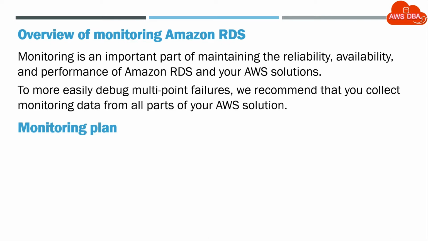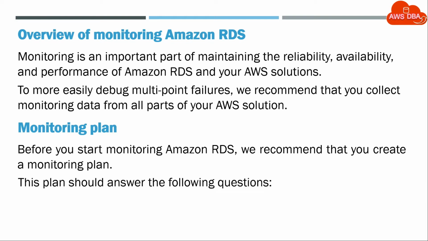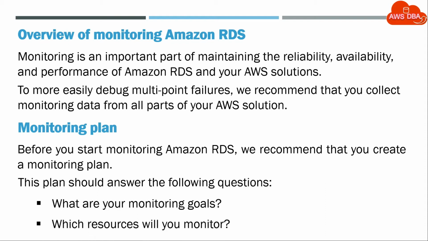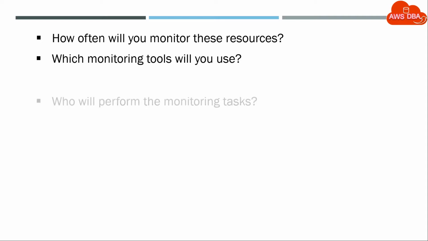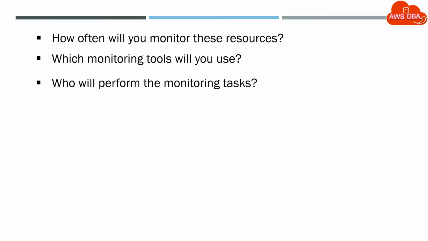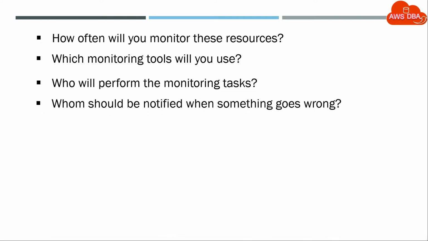Monitoring Plan. Before you start monitoring Amazon RDS, we recommend that you create a monitoring plan. This plan should answer the following questions. What are your monitoring goals? Which resources will you monitor? How often will you monitor these resources? Which monitoring tools will you use? Who will perform the monitoring tasks? Whom should be notified when something goes wrong?